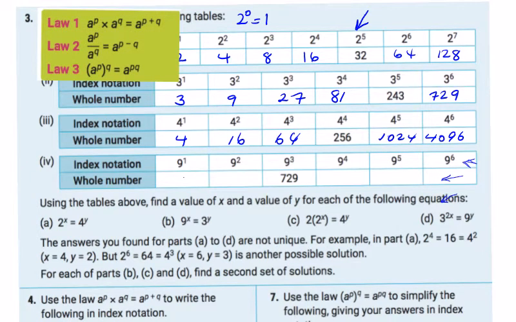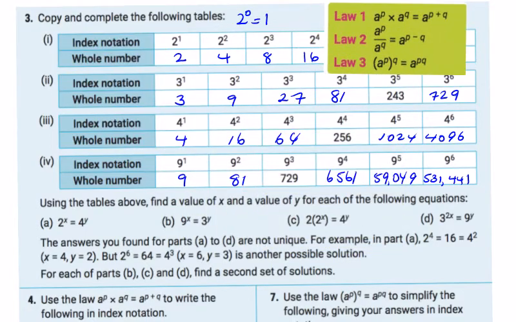Then we have 9s: 9, 81, the ones you've seen a lot of. Then 729, and obviously you're not expected to remember these ones. 6561, your calculator will do it for you. That's what it's there for. 59049, you can see it climbs really quickly. And 9 to the power 6 is 531,441.